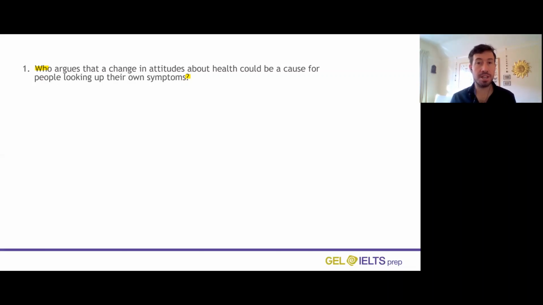So the first thing we need to do is to highlight the key words. So I would say who is obviously very important. Argues, again, is important. Change in attitude is important. Health and a cause, people looking up and then their own symptoms. These are all key words here.